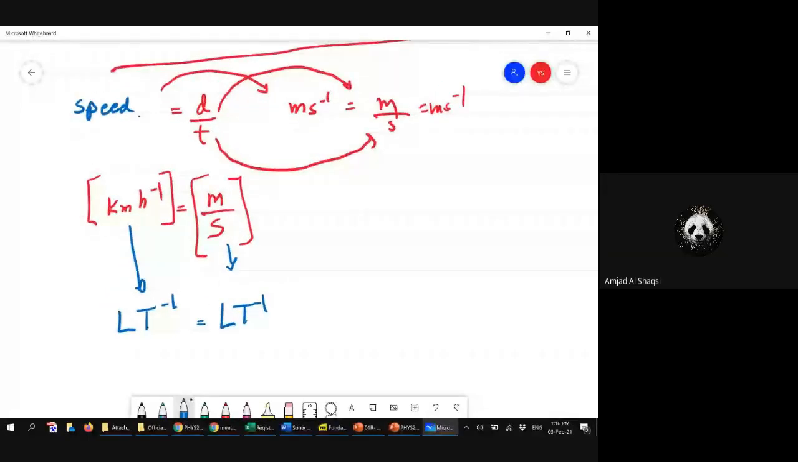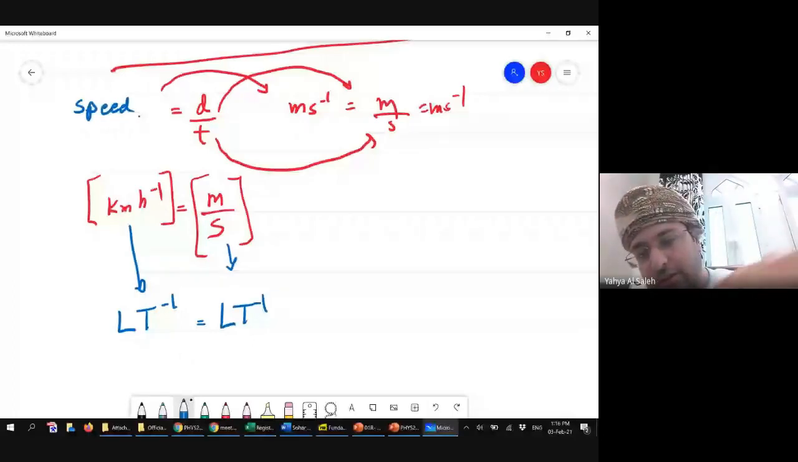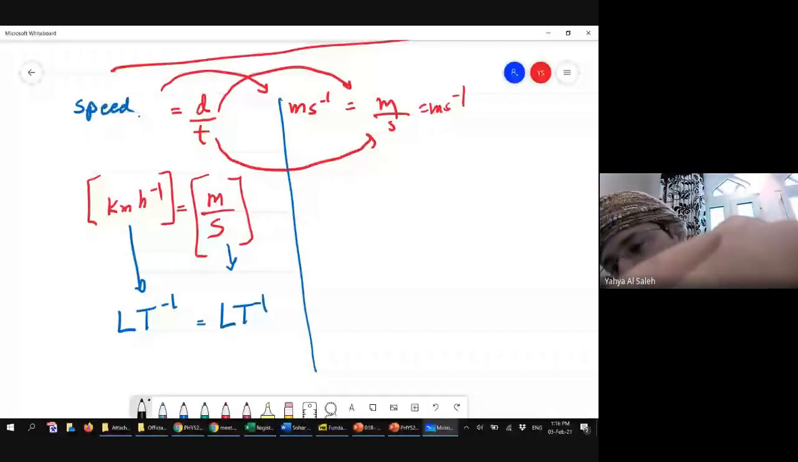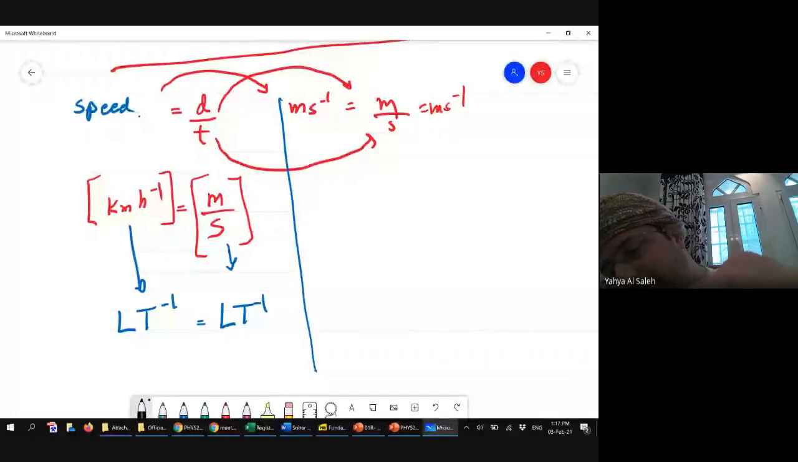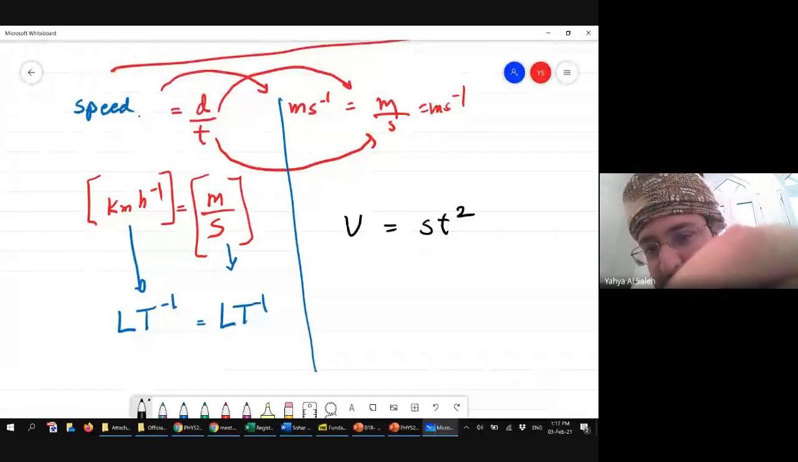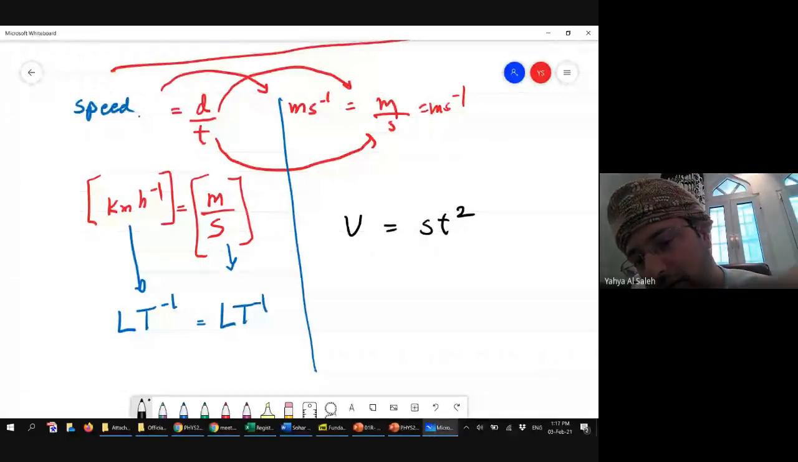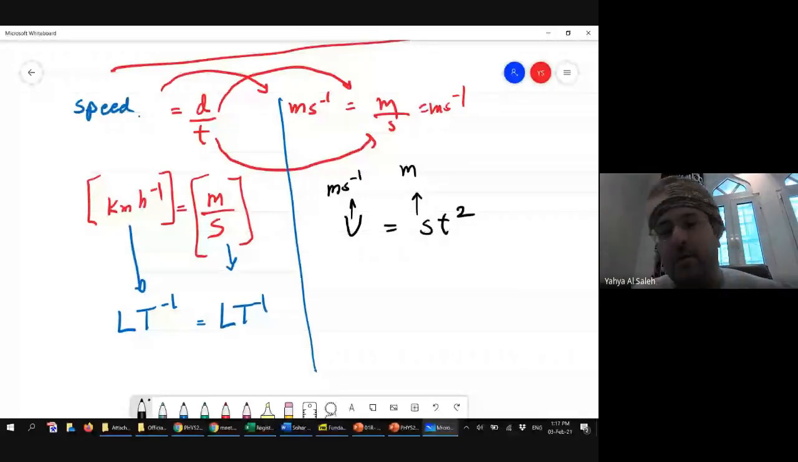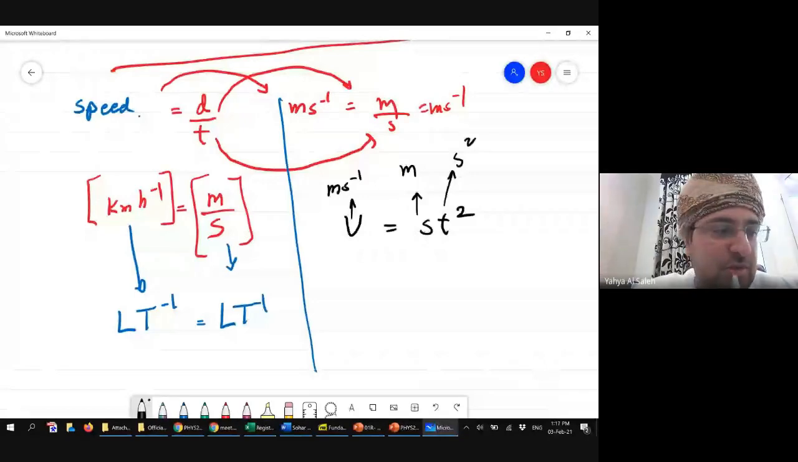Okay. Let's try another example. V equals S T squared, and I will give you the units, because we have not done these equations yet. V is in meters per second. S is in meters. And T is in seconds squared. Is this equation dimensionally consistent?